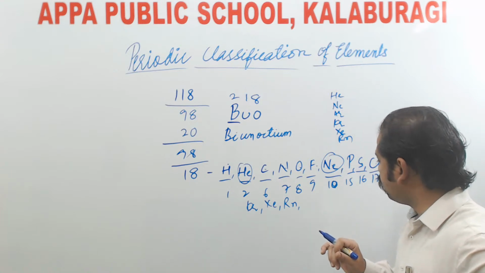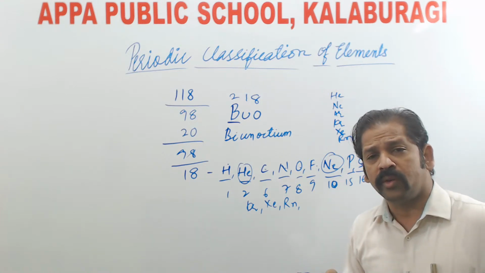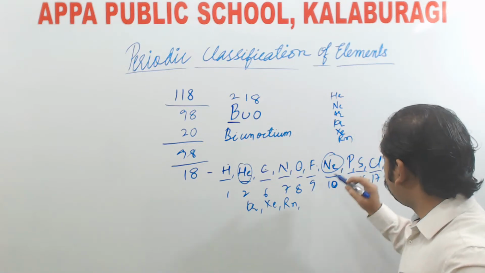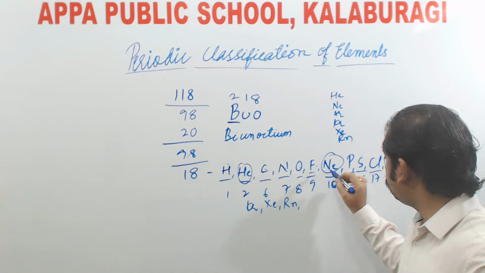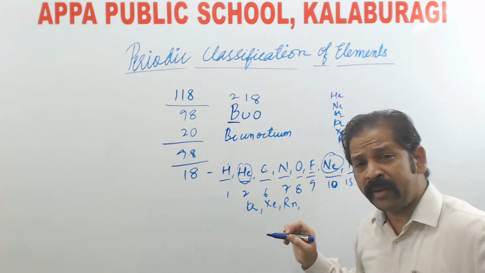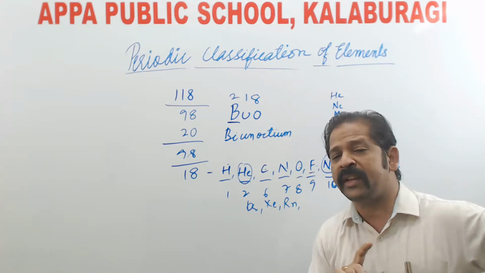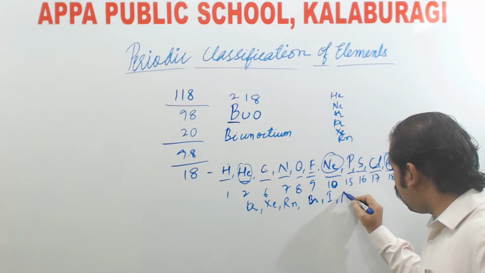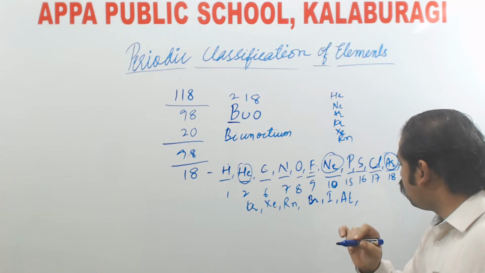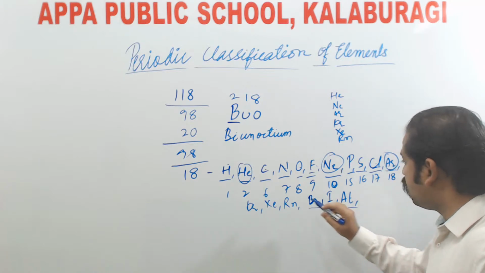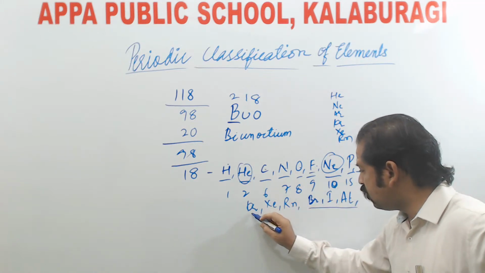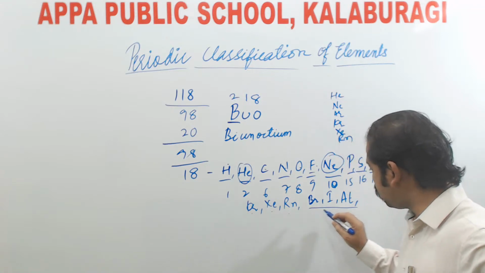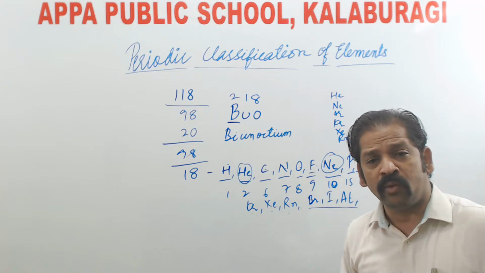Okay, apart from that, which are those 4 more? We are having fluorine, chlorine, 2 elements, group of 17. We are having bromine, iodine, astatine, 3 more elements. So 11 plus 3, 14. 14 plus 3, 17 elements are there now.